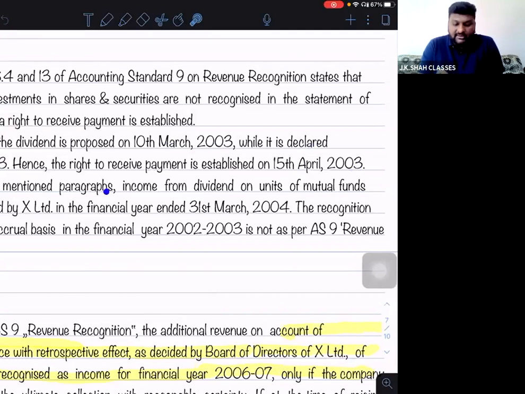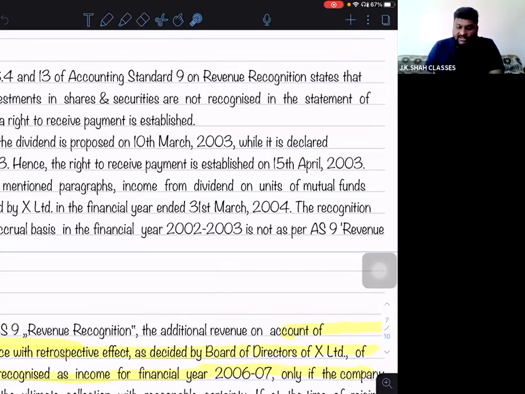As per the above mentioned paragraph, income from dividend on units of mutual fund recognized by company X Limited in the financial year ended 31st March 2003 should be recorded in the financial year ended 31st March 2004. That is in the next year. The recognition of 10 lakhs on accrual basis in the financial year 2002-03 is not correct as per AS 9.